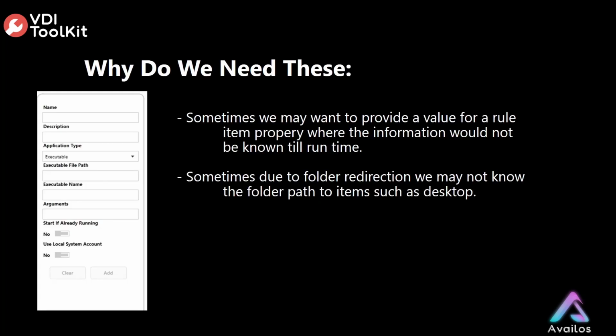Well, sometimes we may want to provide a value for a rule item property where the information would not be known till runtime. An example of this would be if we wanted to create a registry modification rule that updates the Citrix client or Citrix Receiver client hostname registry key with the hostname of the client a user is connecting from to their virtual desktop.